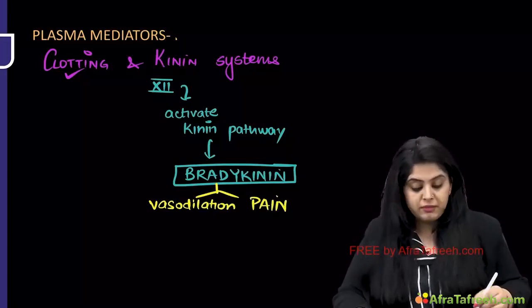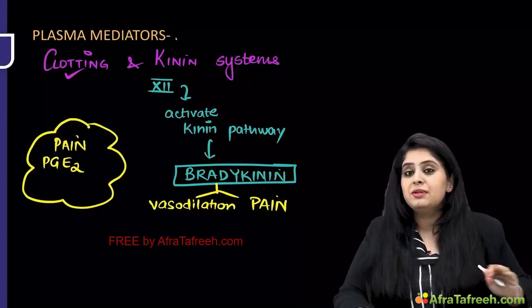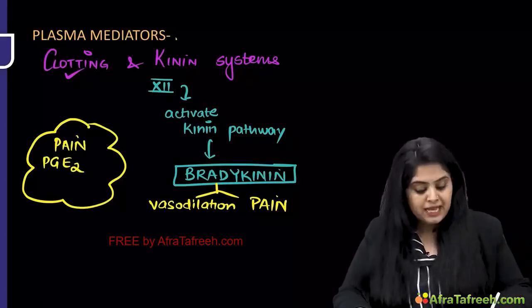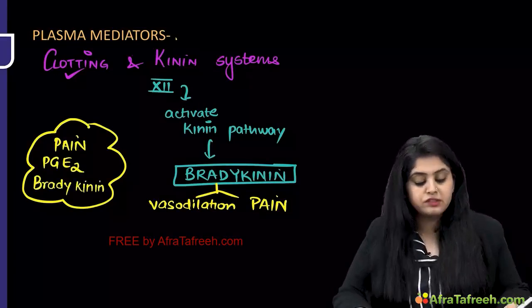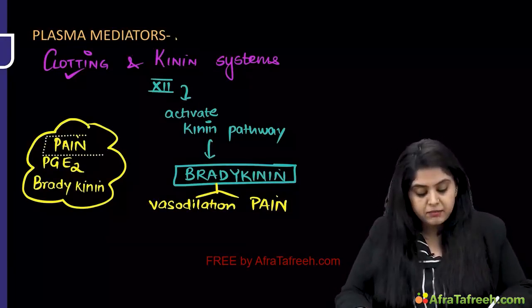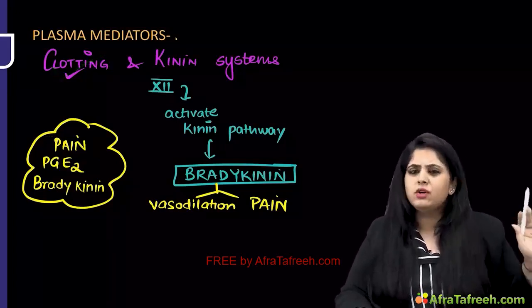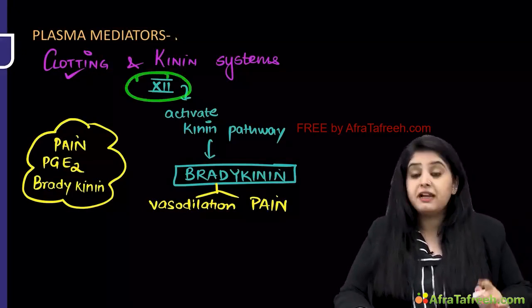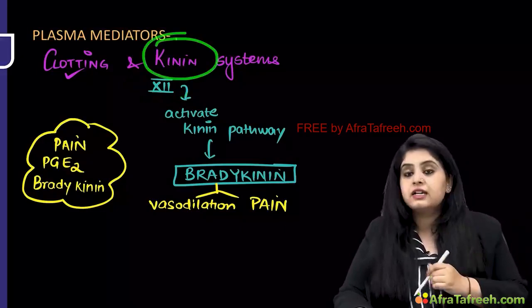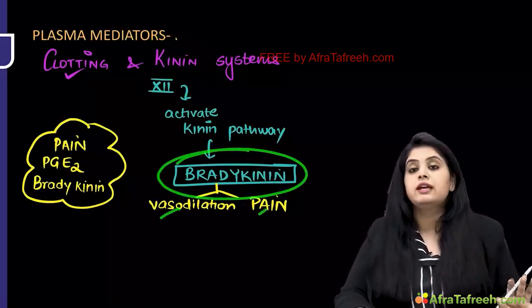So now tell me, what are the two things in inflammation that I have taught you for pain? Which prostaglandin? E wala sound. PGE2. E is the sound for pain, na? And the second one is going to be bradykinin. These are the two things which are going to cause pain and which are very important for you to know. So repeating, clotting pathway to padh lenge. We already know the factor 12, 11, 10, 9 pathway. Out of them, factor 12 is going to activate the kinin pathway. Bradykinin is formed, causes pain and vasodilation.